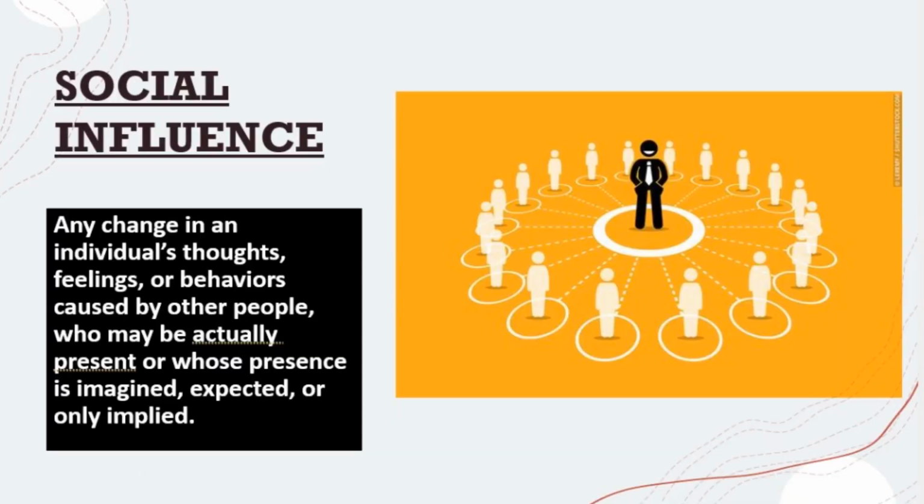Hello all. Today we will discuss one of the important terms in your ethics paper, that is social influence. What is meant by social influence? From the term itself you can understand influence that is coming from the society, or we can say social influence means a person's change in behavior, attitude, feeling that is caused by people around them.